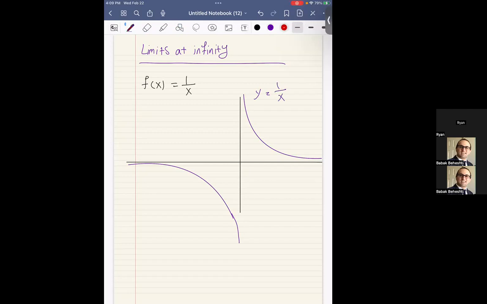Now, whether x goes to positive infinity or negative infinity, the limit would be 0. So here is the positive infinity limit. I'm just writing the limit of 1 over x as x goes to positive infinity is 0. And on the other side, when x goes to negative infinity, you see that again the limit of 1 over x, x goes to negative infinity, is again 0.